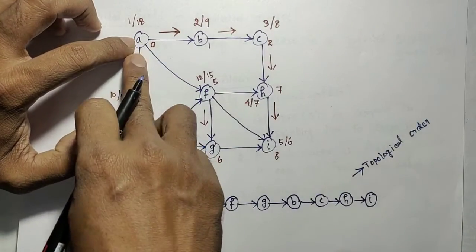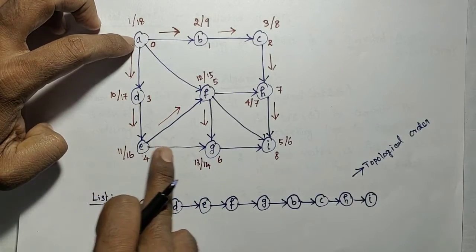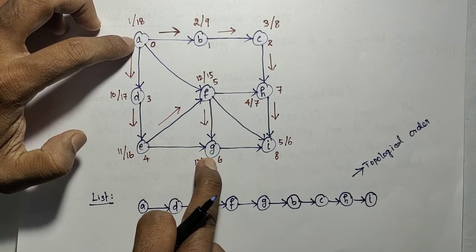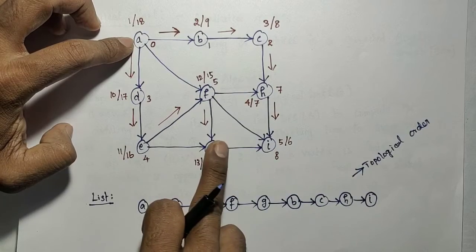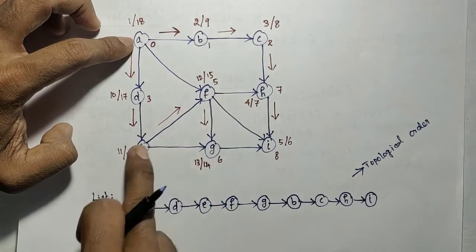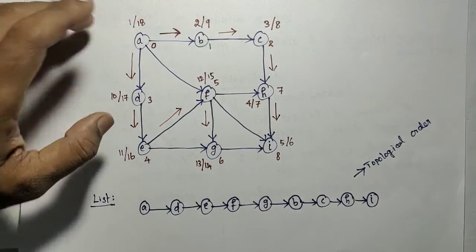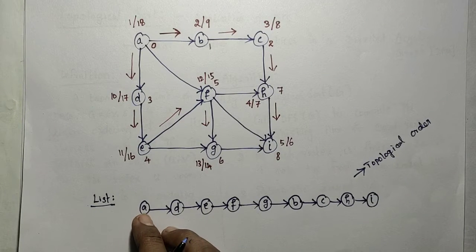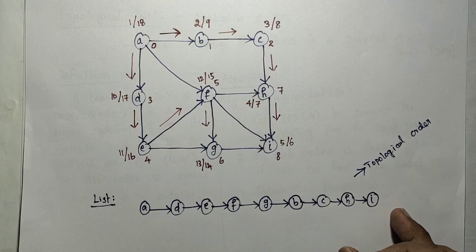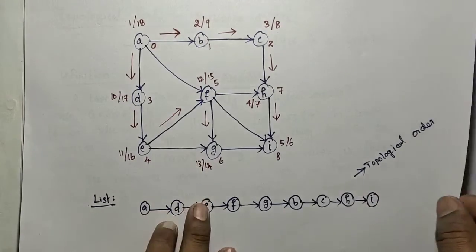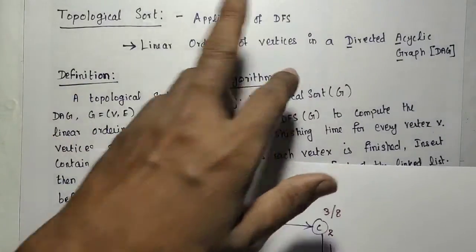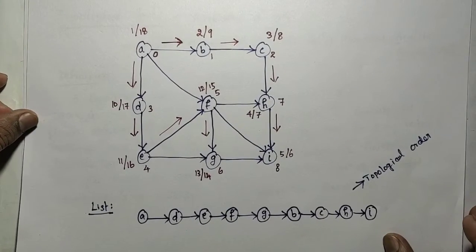then I have to come back to A. Then I need to travel in this direction, up to G I can reach. I have already visited it, so I need to go to F again, and from that to G. So like that you can find the order of visiting the cities. That is a small application. Here the topological order is an application of depth first search.